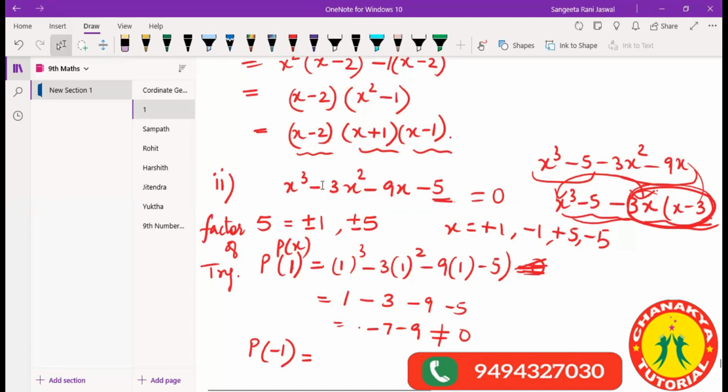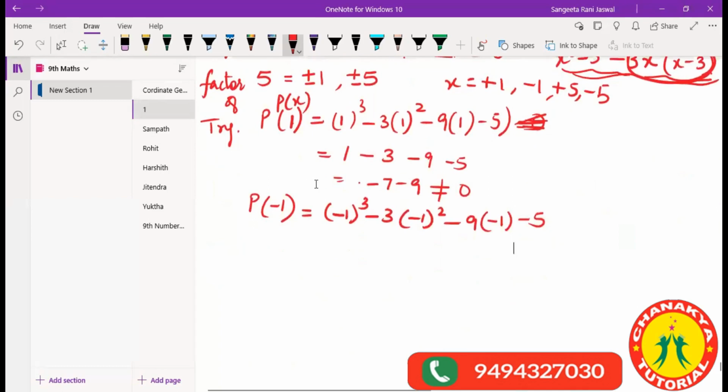Again, I will give another try to find the solution of the polynomial equation. So I'm taking now -1. Let's try with -1. Wherever I have x in this equation, I will keep -1 there. -1 cube, -3 into -1 square, -9 into -1, -5. Now let me check whether this is equal to 0 or not. -1 cube will be -1. -3, -1 square will be positive 1.